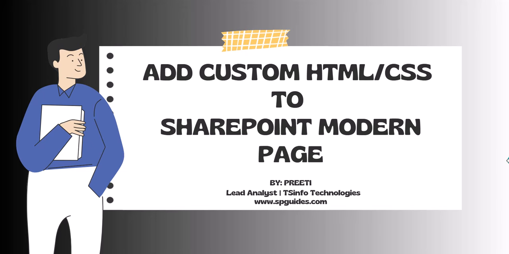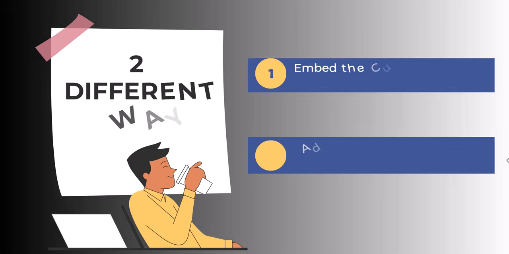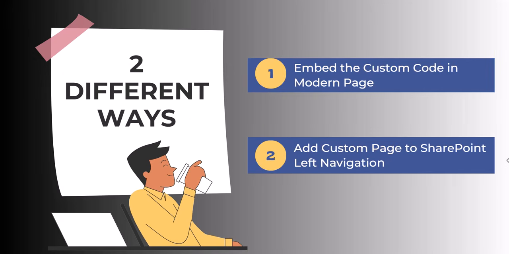So in this today's video tutorial, I am going to tell you how we can add a custom HTML or CSS or JavaScript custom code to a SharePoint Modern Page. In this video tutorial, I am going to tell you two different approaches. One is we can embed the custom code in our SharePoint Modern Page, and another one I will tell you how we can add the custom page as a link into SharePoint left navigation.